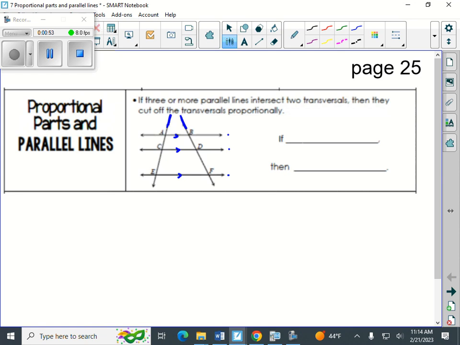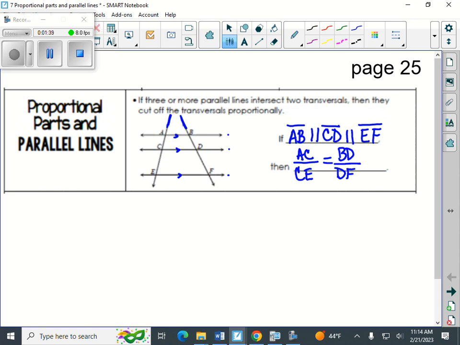So what we can say about this is, first of all, we can say that AB, and I wrote segment, I guess we could write line, is parallel to CD, which is parallel to EF. Then what we can say is that AC, corresponding to CE, is proportional to BD divided by DF.